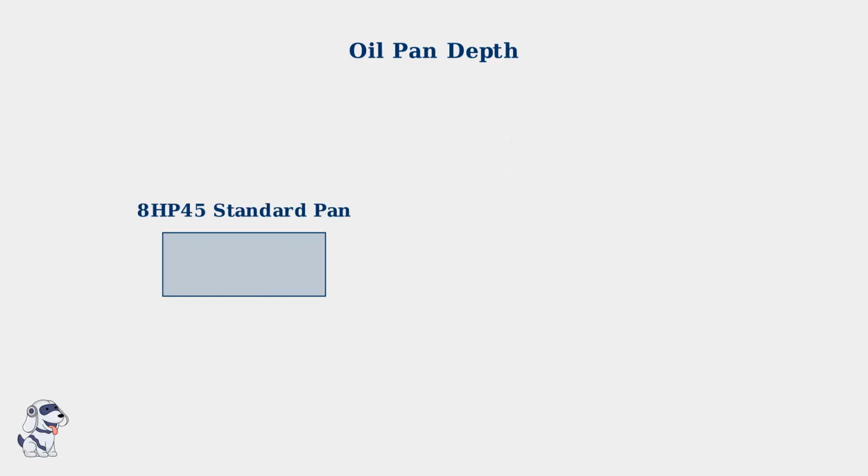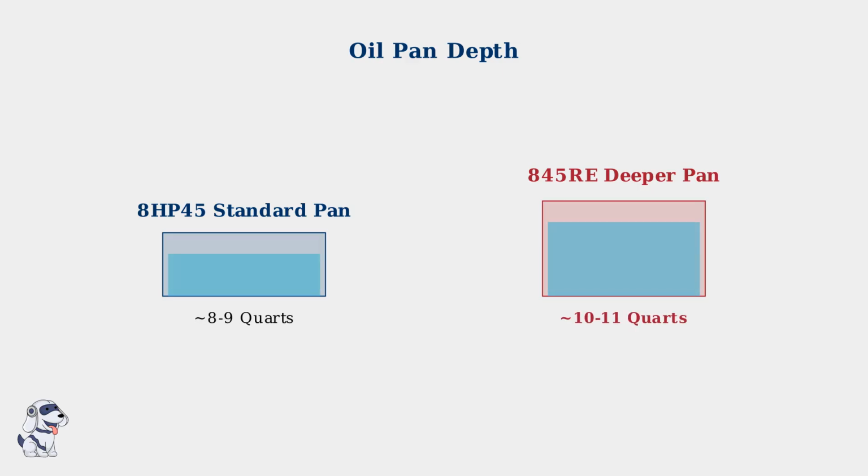The key difference is in the depth. While the 8HP45 uses a standard depth oil pan, the 845RE in some applications features a deeper pan design. This increased depth allows for greater fluid capacity. The deeper pan can hold approximately 2 to 3 additional quarts of transmission fluid compared to the standard pan. This increased fluid capacity provides several important benefits for transmission operation and longevity.